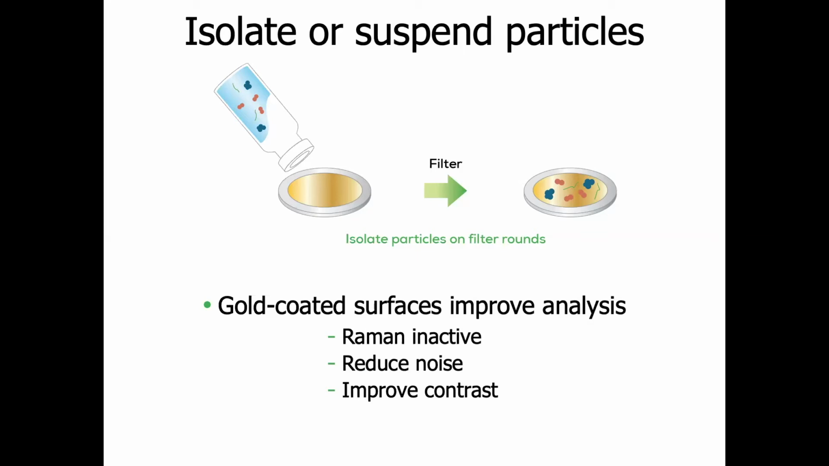After filtration, all particles are located on a defined area in the center of our filter. The size of this area is defined by the funnel used for filtration. So when we insert the filter into the Hound, we will know exactly which area to analyze to count all the particles that were in the filtered volume.